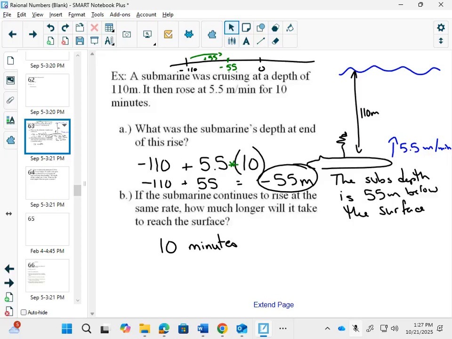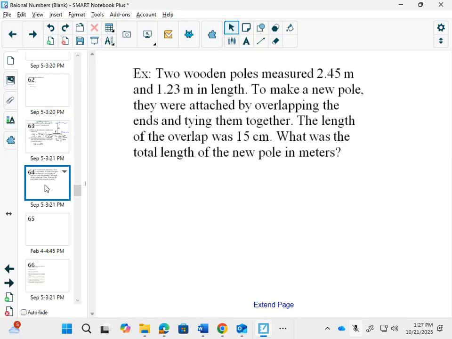And the last word problem that we're going to do together, this one's kind of weird. In your notes, I have space above it and not really space below it, so you can write some of the work above it. Two wooden poles measure 2.45 meters and 1.23 meters in length.